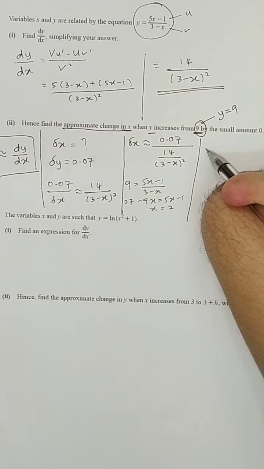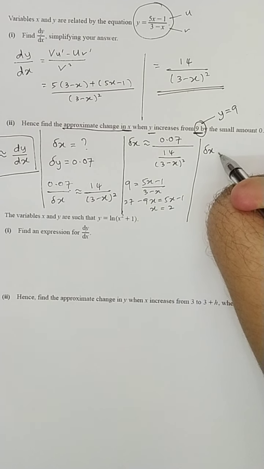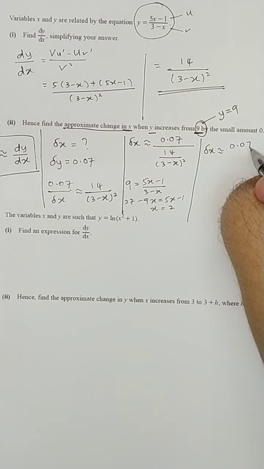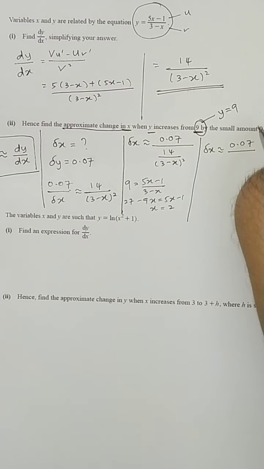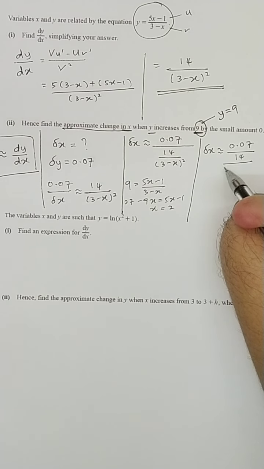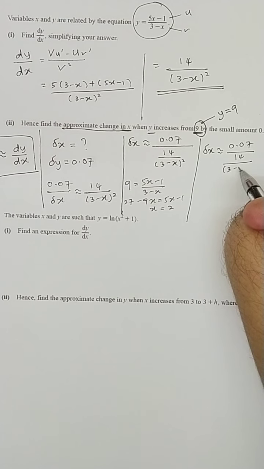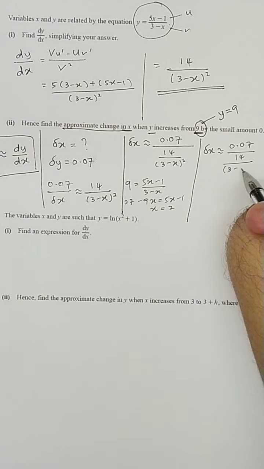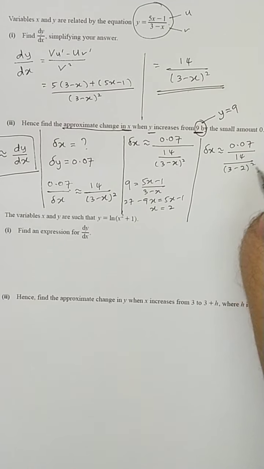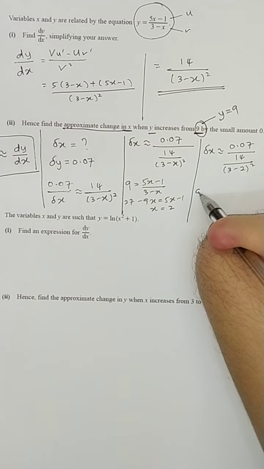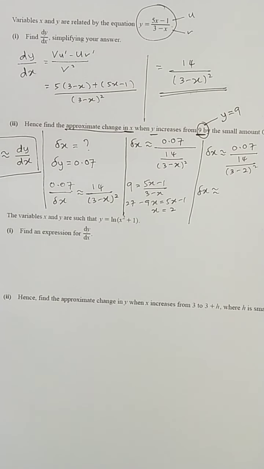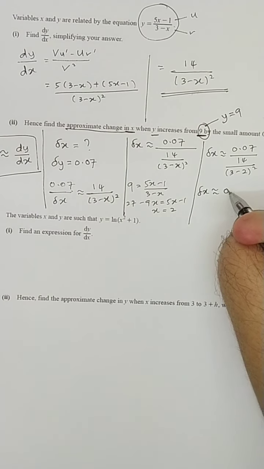So our delta x will be approximately 0.07 over 14 divided by (3 minus x) squared, where x is substituted with 2: 3 minus 2, squared. Take your calculator. When you press your calculator, your final answer, you will get 0.005.